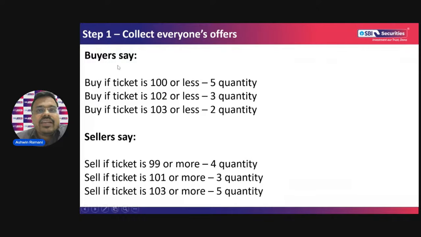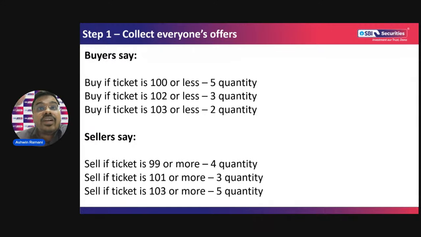Now, there is a buyer who says that a buyer will buy a ticket if the price is 100 or less, and the demand for this is 5 quantities. So 5 tickets for the buyers where they are willing to pay 100 or less. Then there are buyers, they say if the ticket price is 102 or less, there are 3 tickets that they want. If the ticket price is 103 or less, they want 2 tickets. So there are 2 tickets for 103 and less price, 3 quantities for 102 and less price, and 5 quantities for 100 or less price. Okay, that is what the buyers are quoting.